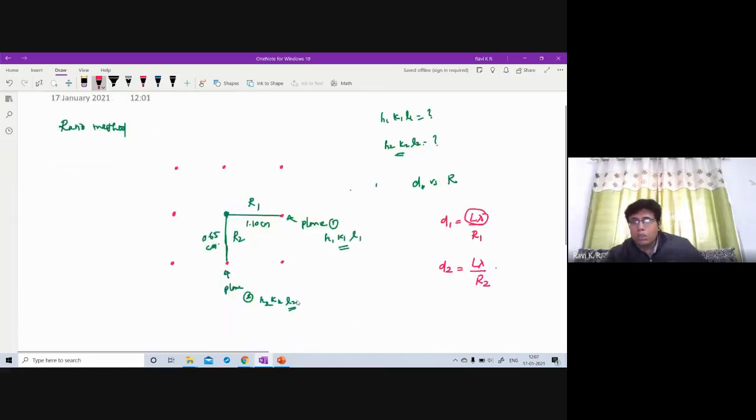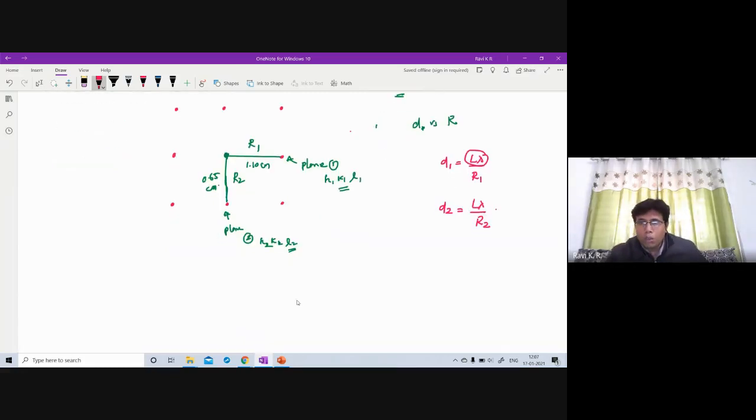Okay. So now you put D1 by D2. You put D1 by D2: L lambda by R1 into R2 by L lambda. Equals D1 by D2 is equal to R2 by R1. Right? So now we get a relationship between D versus R.